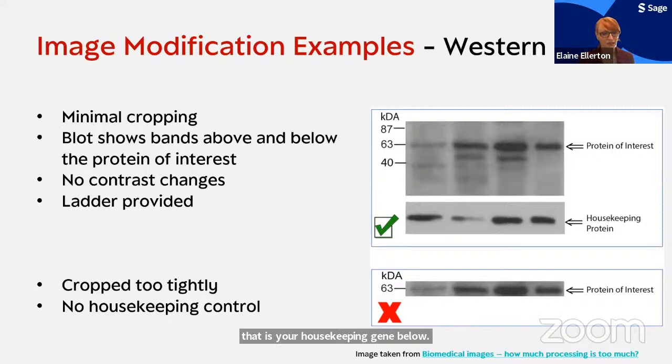The one below it has been cropped way too tightly. This is something we don't want to see. We want to see some background on either side. And this one has no housekeeping control either. So please, if you're sending Westerns in, don't send them in these tiny little, I think they call it, letterbox cropping. Do not do that.